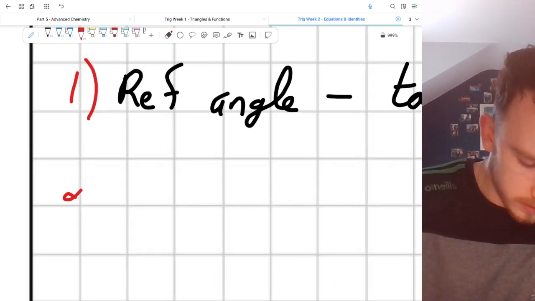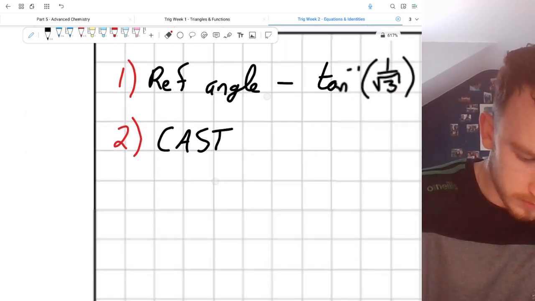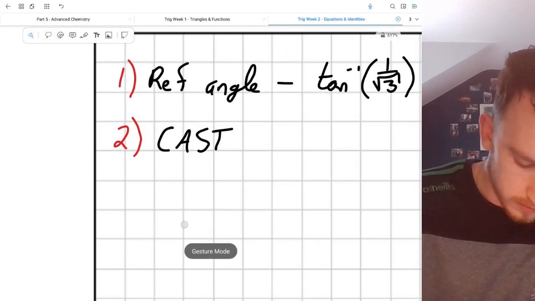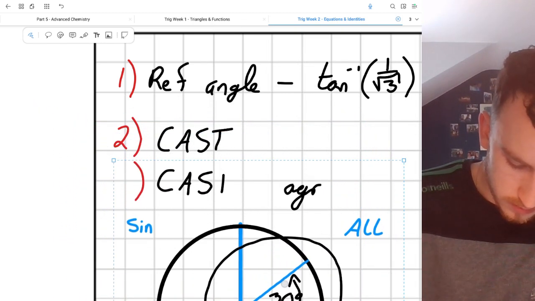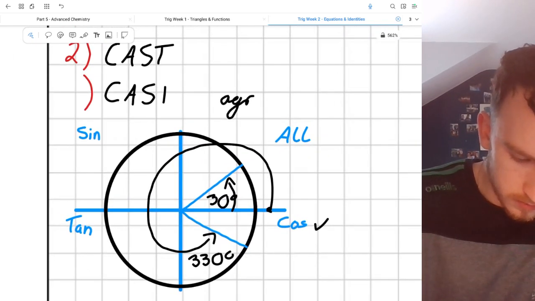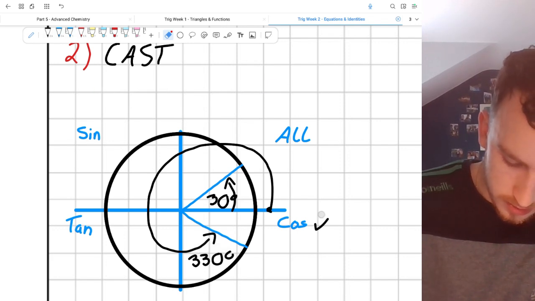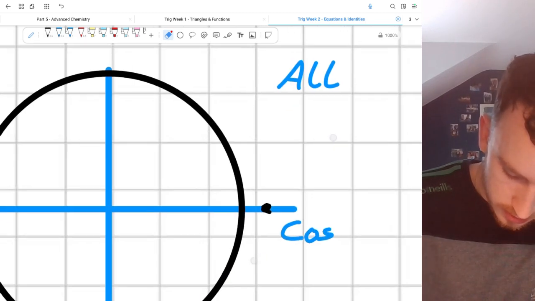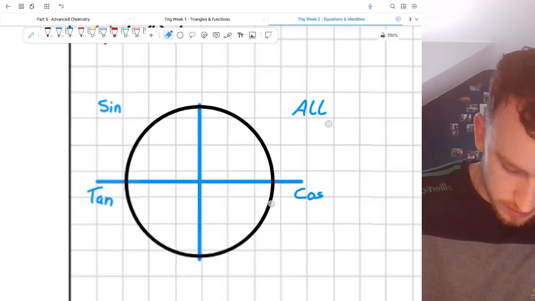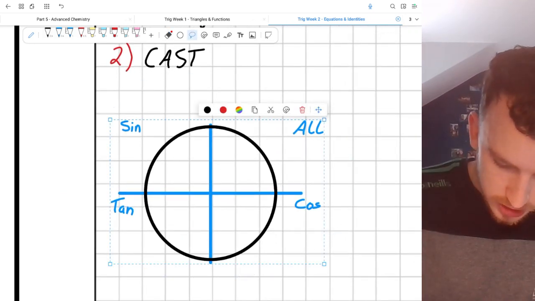So, step 2 then, we're going to do our CAST. Copy all this. And actually what I will do is I will copy this now for future questions. There we go.